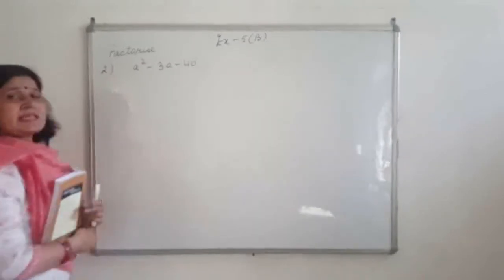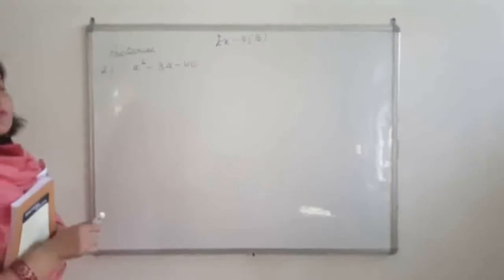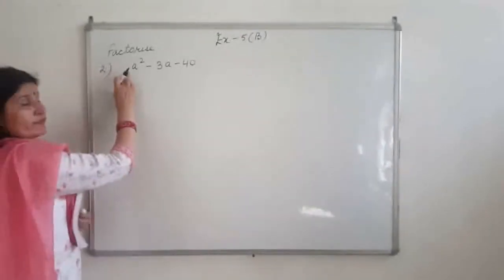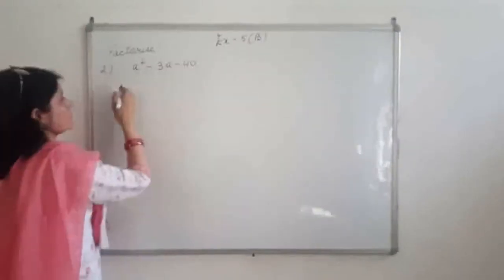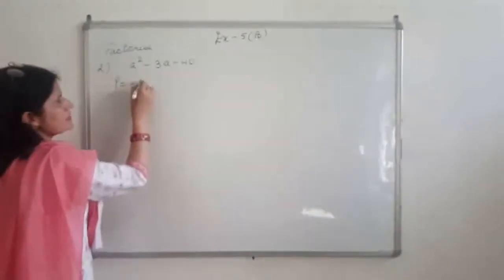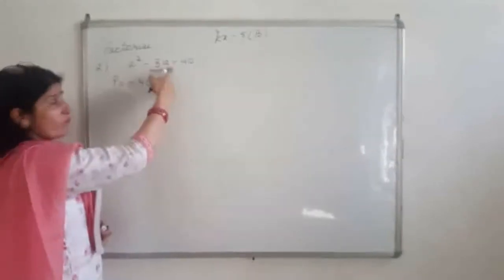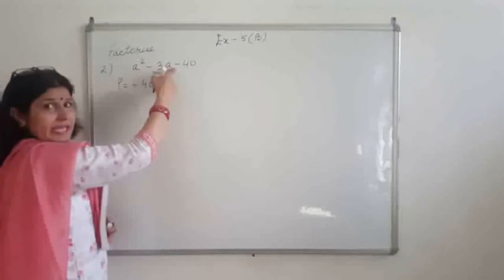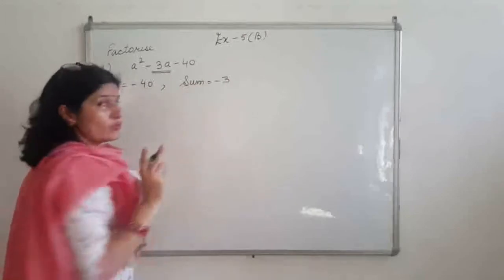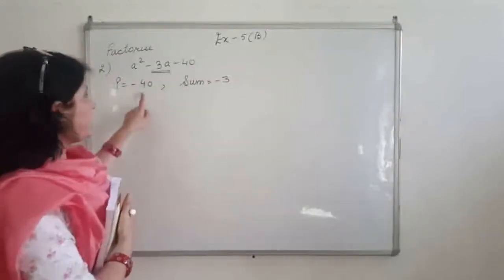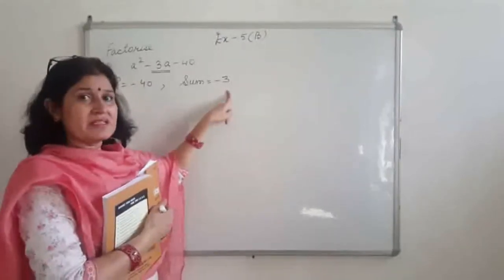Now in question number 2 it is already given in descending powers. So how to factorize it? We will take the coefficient of x square or a square and multiply it with the constant term. So the product is minus 40. Now the middle term means the coefficient of a, it is the sum. So we have to take two numbers such that when you multiply we get minus 40 and when you add them you will get minus 3.